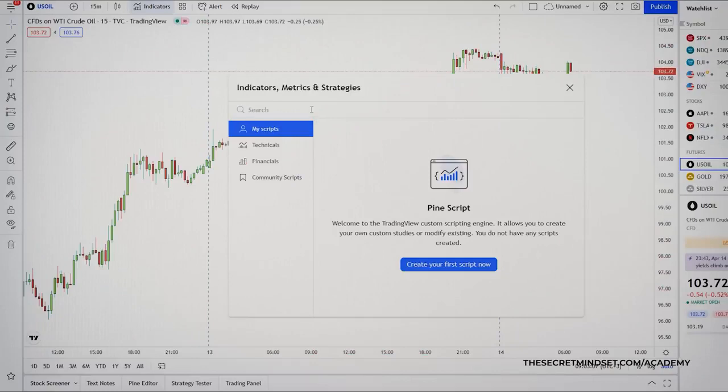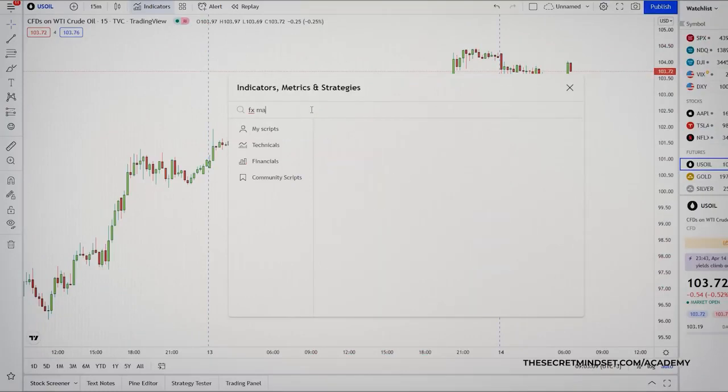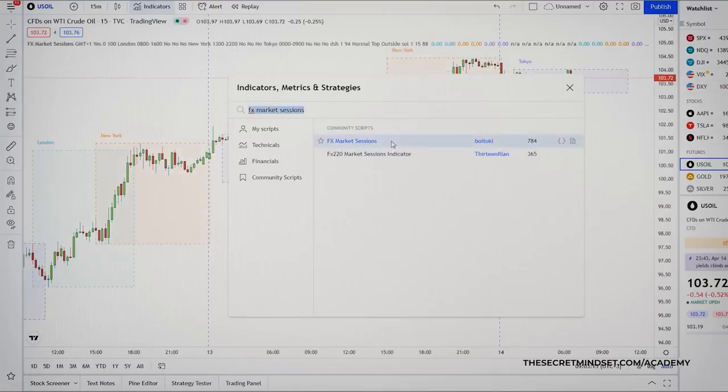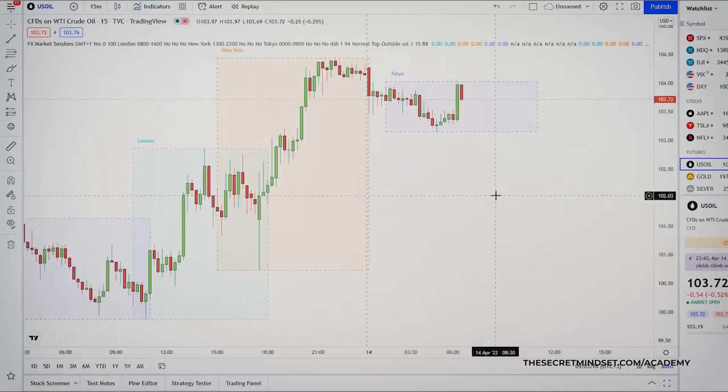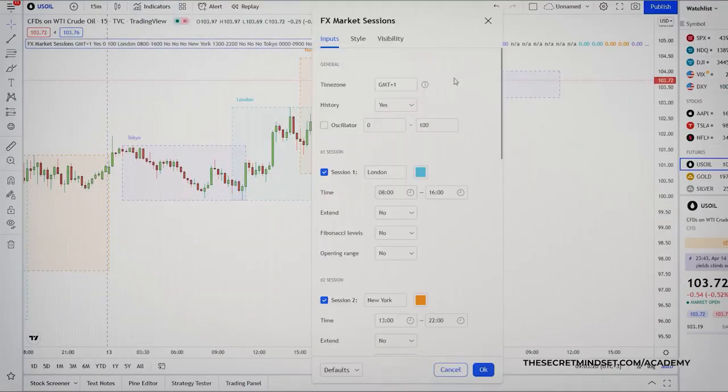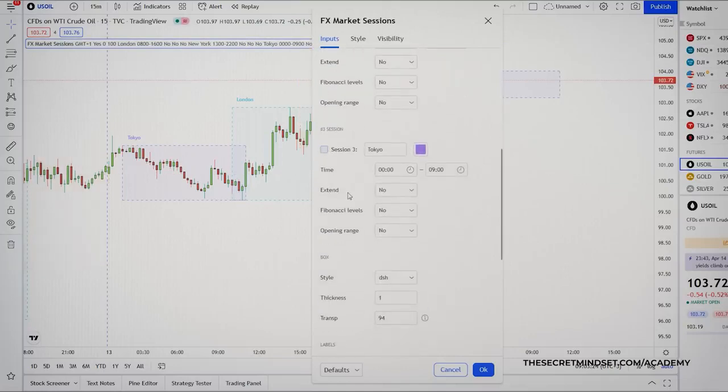Now, obviously, you don't want to spend time every day to draw the opening channel yourself. Let me show you how you do this in TradingView. First, you add this indicator, FX Market Sessions. You don't need the indicator to display all trading sessions, so we'll keep only the London tab, and we'll hide the rest.